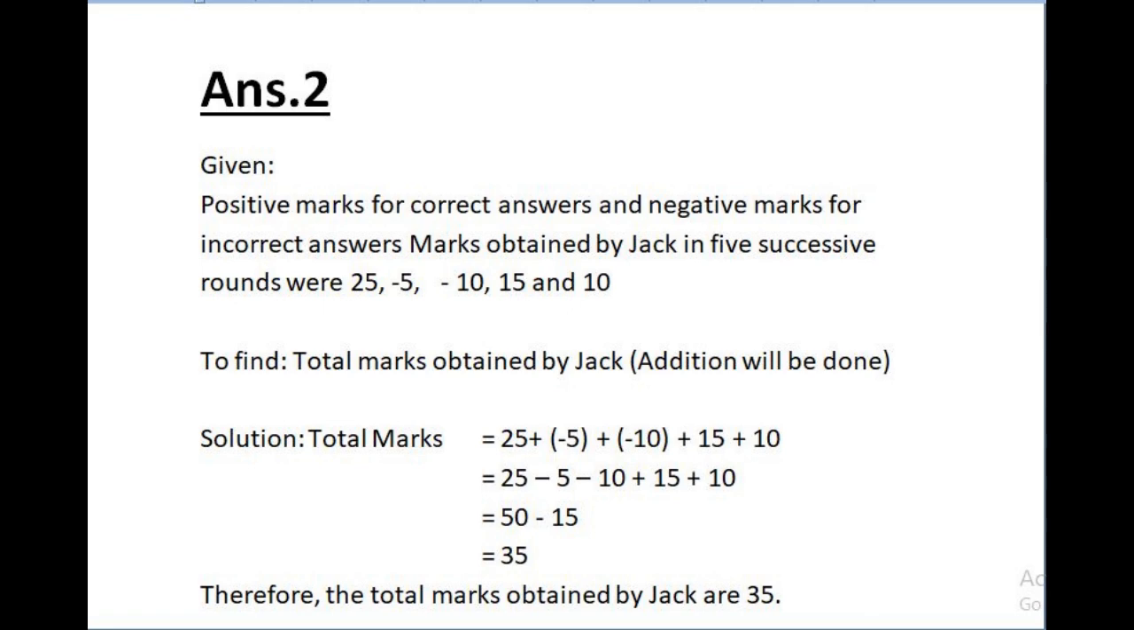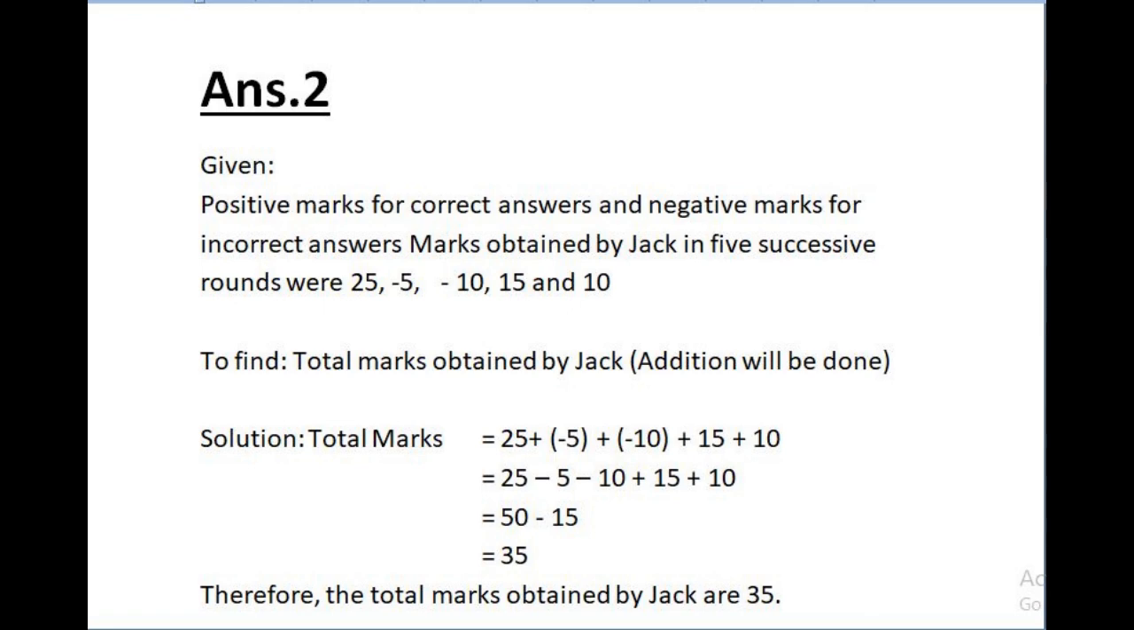So in the given part, we will write what has been given in the question. So here I have written positive marks for correct answers and negative marks for incorrect answers. So marks obtained by Jack in 5 successive rounds were, it is given in our question. So what we have to find? Total marks obtained by Jack. So whenever we have to find the total, so what we will do?